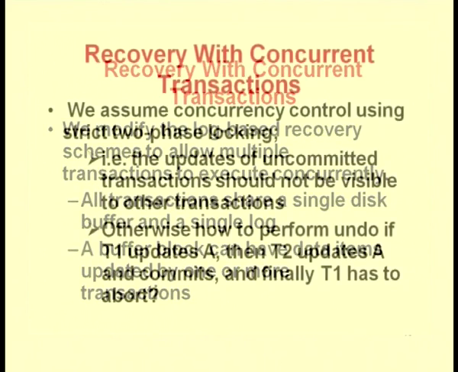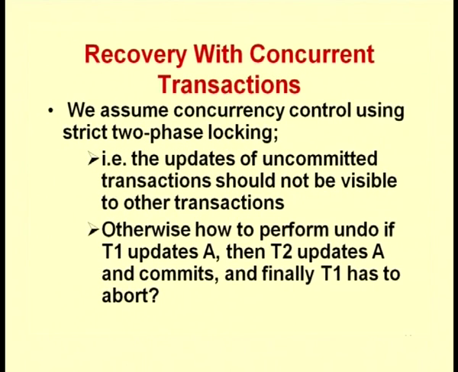That is possible. We assume concurrency control using strict two-phase locking, that is, the updates of uncommitted transactions should not be visible to other transactions. Remember atomicity: a transaction should see only the output of the other transaction. So, if you want to perform undo, suppose T1 updates A, then T2 updates A and commits, and finally T1 has to abort. What will happen? Then T2 will be completely wrong.